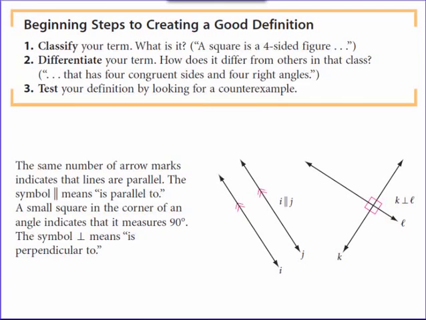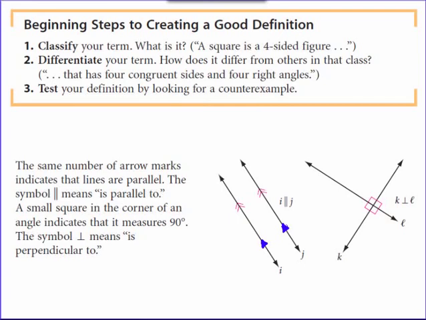Okay, now if you look at this one, the same number of arrow marks indicate that lines are parallel. The symbol with the 2 vertical lines means is parallel to. That should be review. We've discussed what parallel lines look like. So in this case, I is parallel to J. You will also see parallel lines indicated with these.